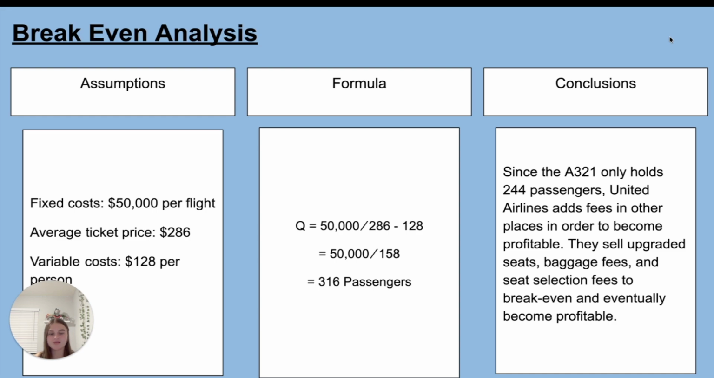And in our analysis, we're using an A321 plane, and that only holds 244 passengers. So in order to break even, United Airlines has to add fees in other places, such as upgraded seats, baggage fees, and even seat selection fees, so that they can break even and then eventually make a profit.